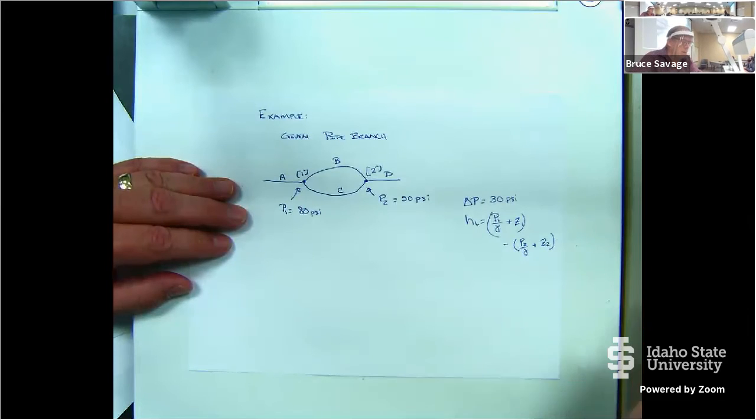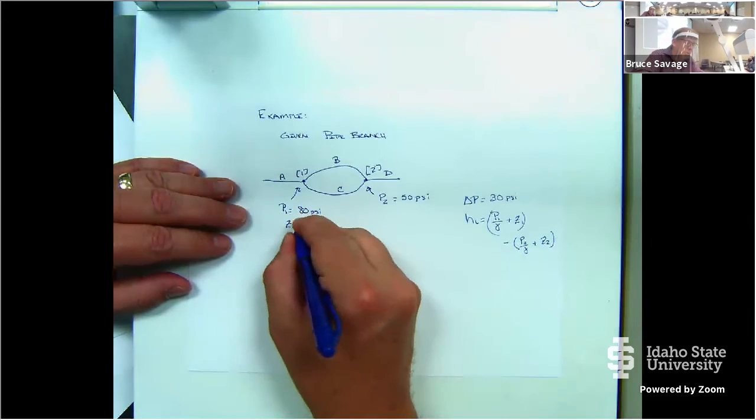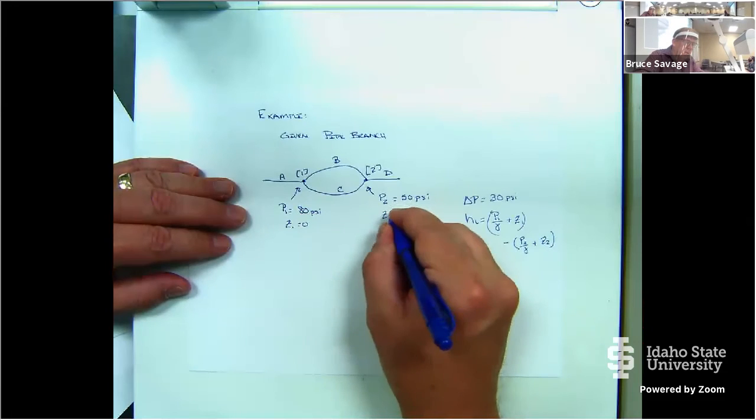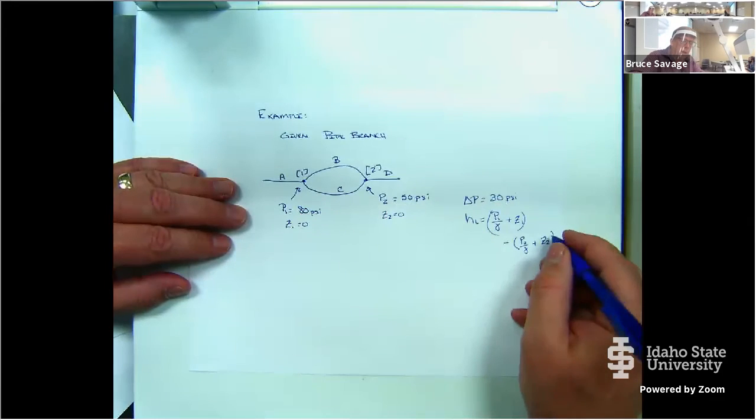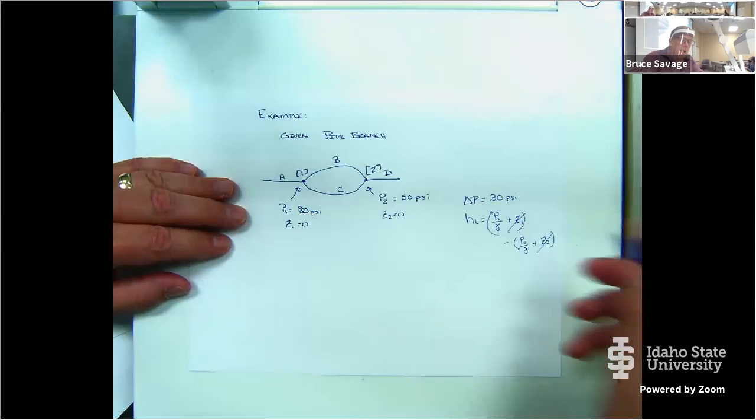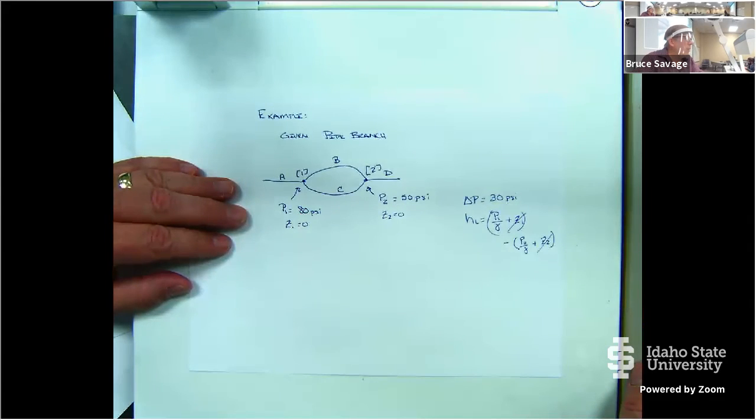Now, if we assume that there is no elevation change, so Z sub 1 equals 0 and Z sub 2 equals 0, then all I have to do is calculate my pressure head at one, my pressure head at the other, and I know the head loss.